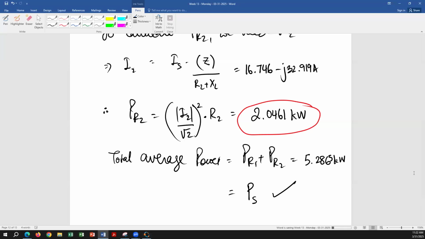Which means again, which means what? That in the inductor and in the capacitor, there will be no average or active power consumed, as we have discussed, because average or active power is only associated with the resistive part of the circuit, or resistors of the circuit. If this would not be the same as the total active power of the source, then you know that there is some calculation issue somewhere.